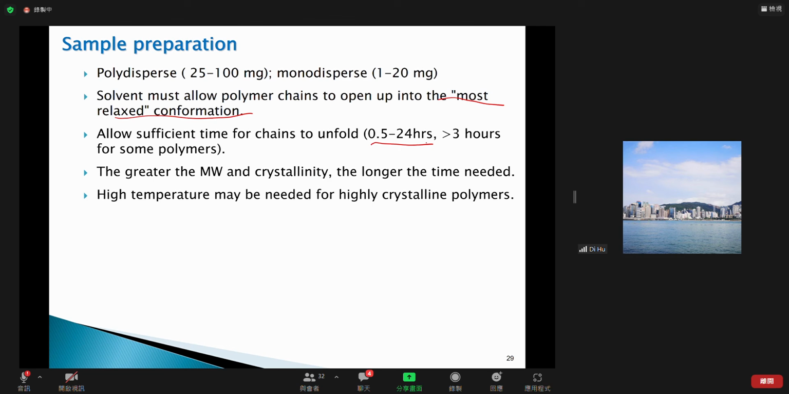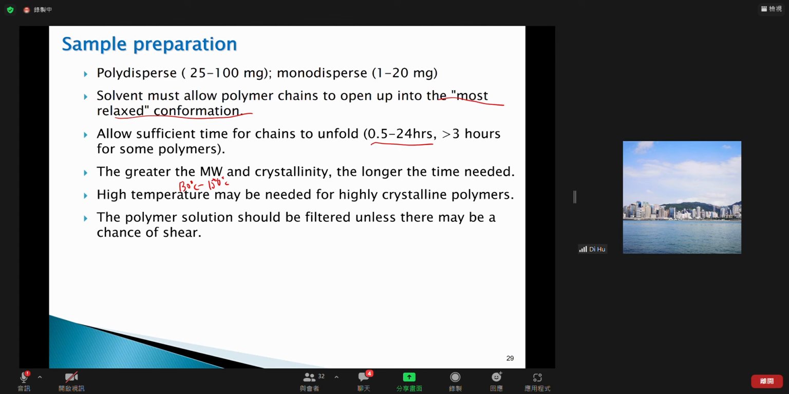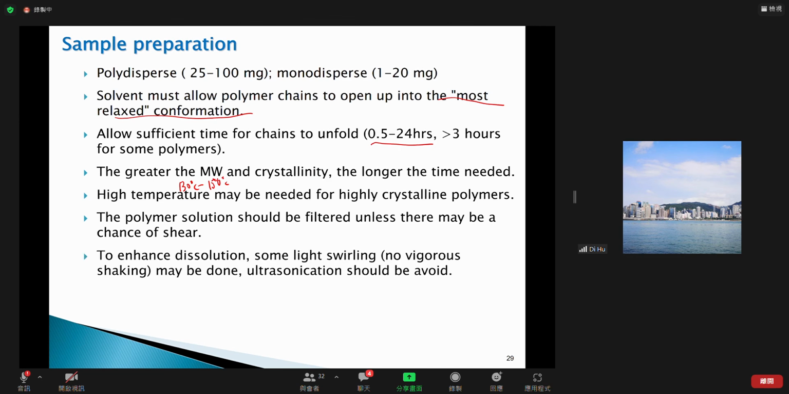Normally it's about 130 degrees C to 150 degrees C. Also, the polymer solution should be filtered, otherwise there will be a chance of shear. To enhance the dissolution, some very light swirling could be done, but do not shake it vigorously. Do not use ultrasonication, because that will shear the polymer.